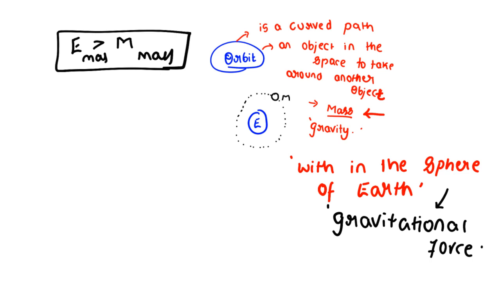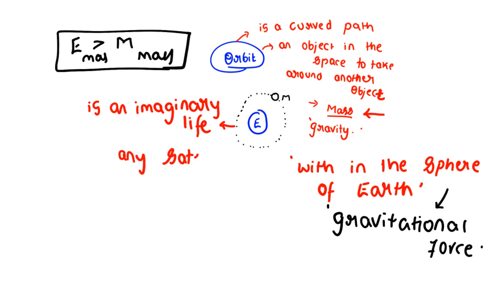As I said in my previous classes also, this orbit is an imaginary line. Then what is the application? The application of orbit is that when you put any satellite in space, that satellite has to take turns around the earth, right? The satellite has to turn around the earth, so it should have some mass.